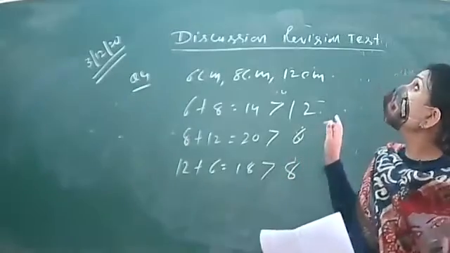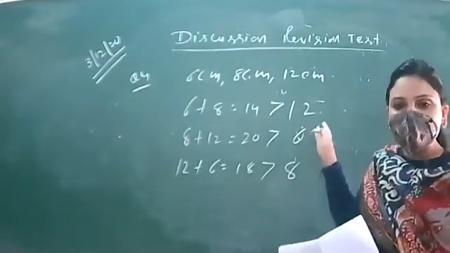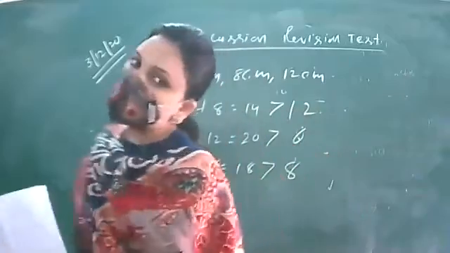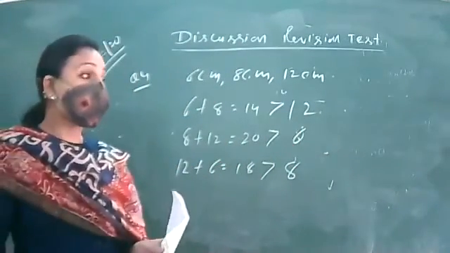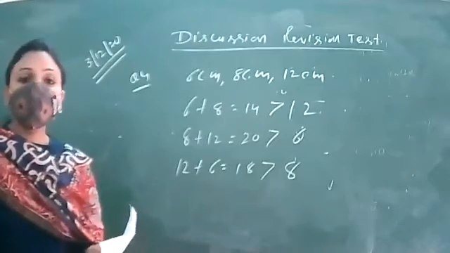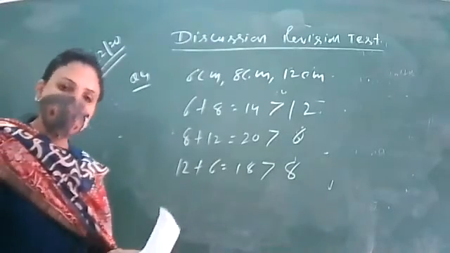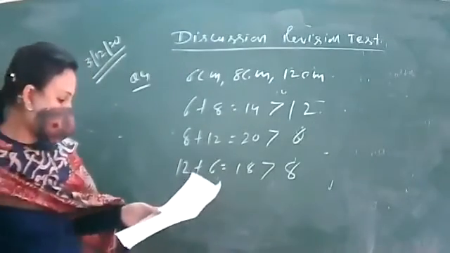That means all the sides, while taking in pairs, satisfy the property that the sum of the two sides is greater than the third side. So that means it is possible to draw a triangle with the given sides, right? Yes, the answer is yes.